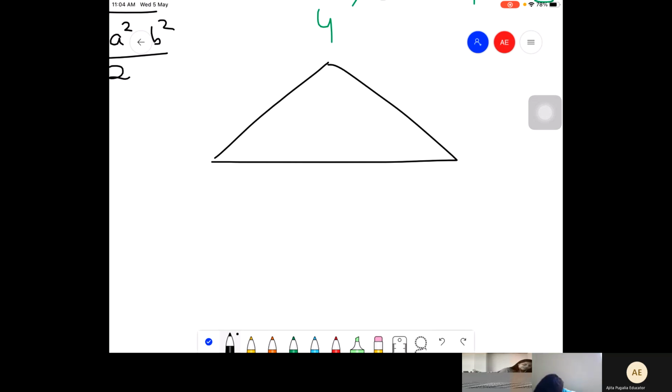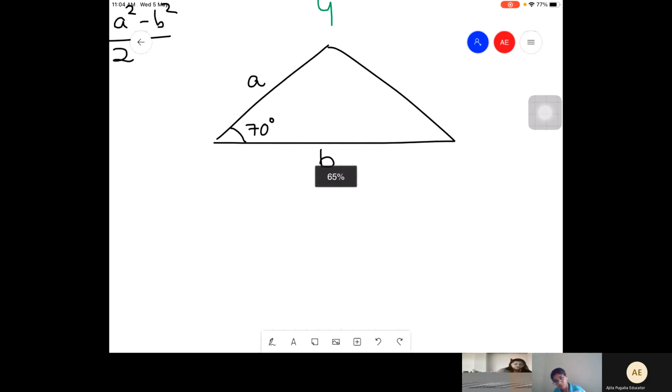Okay. Now, let's say you are given this as B, the base, and you are given this side A, and you are given nothing else except one angle. Let's say this is 70 degrees, and you're told to find out the area of this triangle.